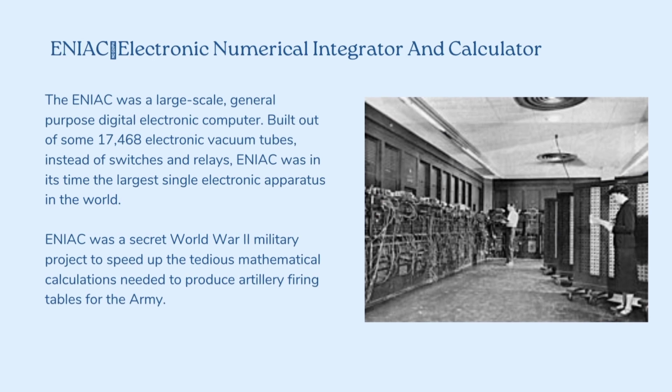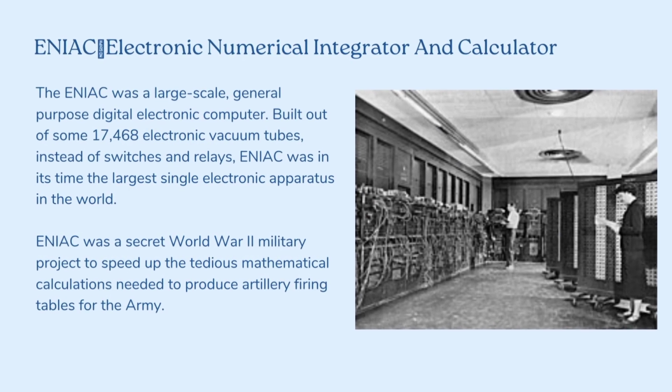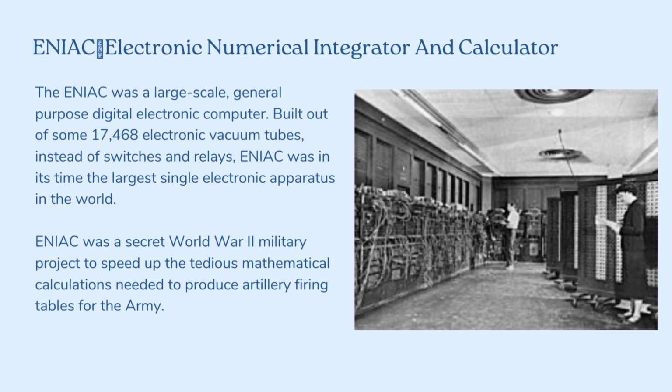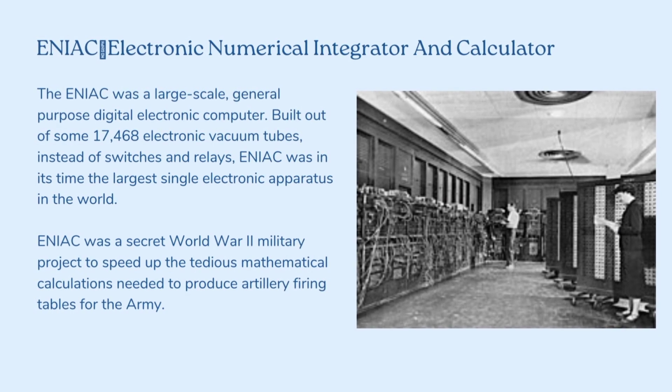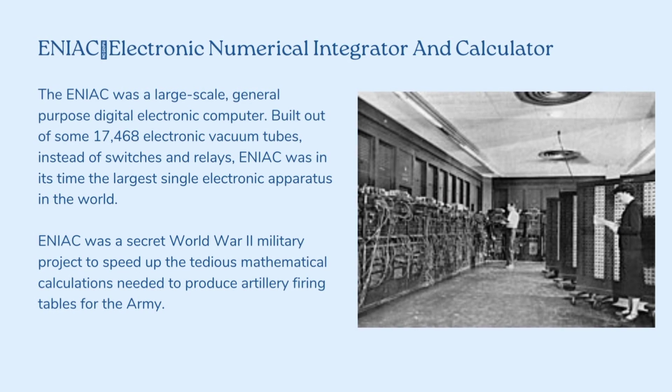The ENIAC was a large-scale, general-purpose digital electronic computer built out of some 17,468 electronic vacuum tubes, instead of switches and relays. ENIAC was in its time the largest single electronic apparatus in the world. ENIAC was a secret World War II military project to speed up the tedious mathematical calculations needed to produce artillery firing tables for the army.